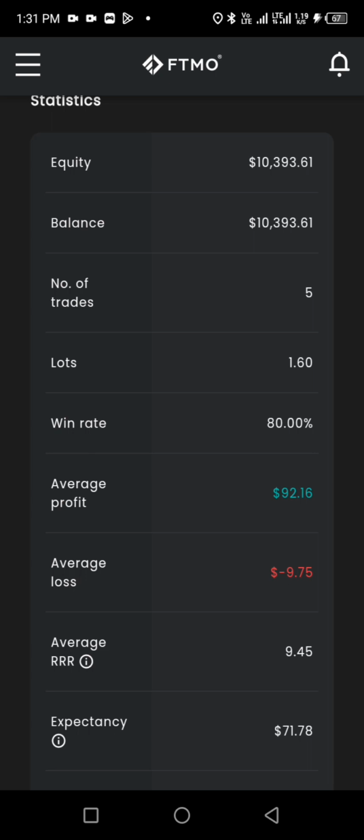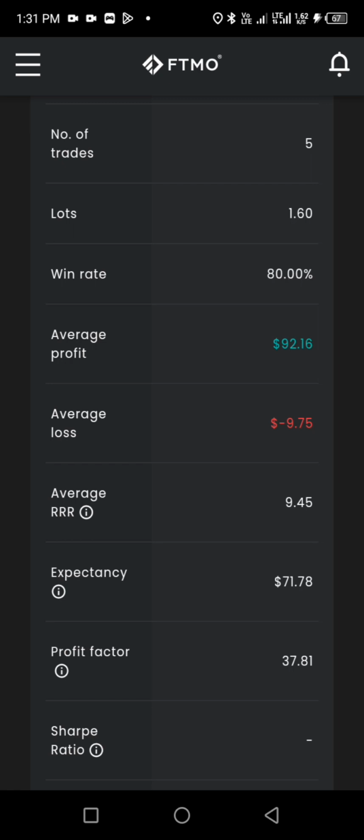My equity is $10,393.61. My balance is $10,393.61. I took a number of 5 trades yesterday. The total lot size was 1.6, and my win rate is 80%. Guys, that is amazing. Amazing. I actually took 5 trades and I lost one trade.